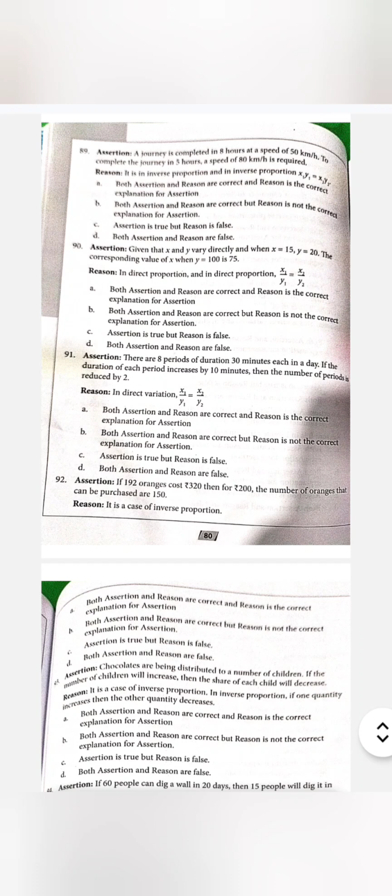Now come to the question number 89. Assertion: a journey is completed in 8 hours at a speed of 50 km per hour. So again speed and time has been given. To complete the journey in 5 hours, the speed will be 80 km per hour. Okay, so let's check that one. 8 into 50 should be equal to what? This is 400, and 5 into 80 km per hour, that is also 400. So both are equal, means the statement is true. Now it is in inverse proportion, and in inverse proportion x1 y1 is equal to x2 y2. That is also true. So both assertion and reasoning are correct, and reason is the correct explanation of assertion, option A.